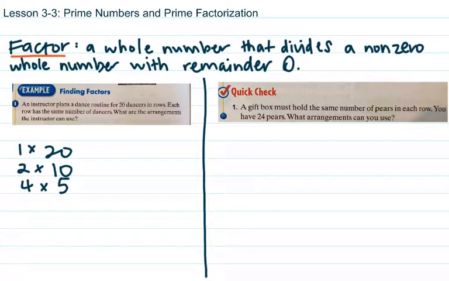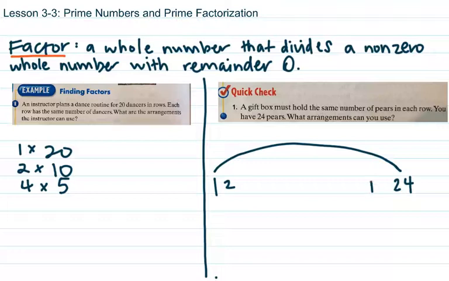A gift box must hold the same number of pairs in each row. You have 24 pairs. What arrangements can you use? Again, what whole numbers do I know that multiply together to equal 24? Before, we listed the factors; another way you might see this done is using a factor rainbow. So we're going to write 1 and 24, because 1 times 24 is always going to give you 24, and you can draw a little rainbow connecting those two factors.